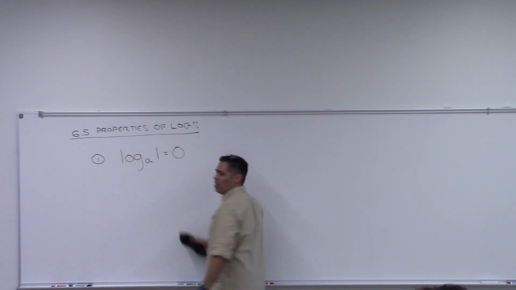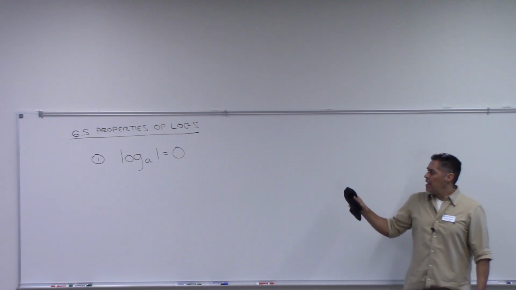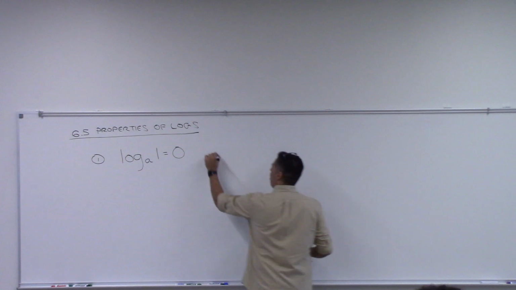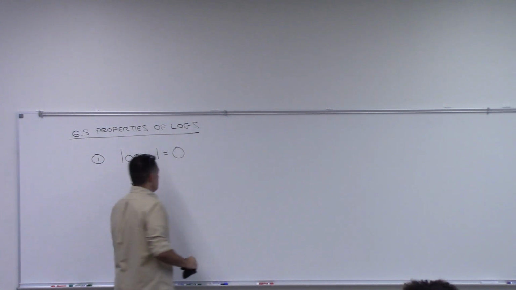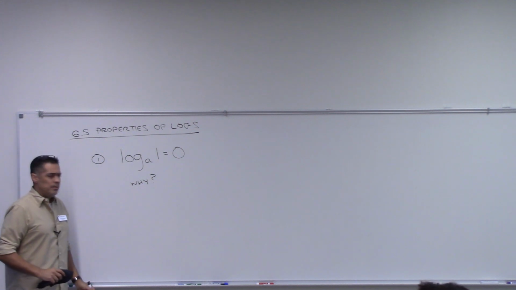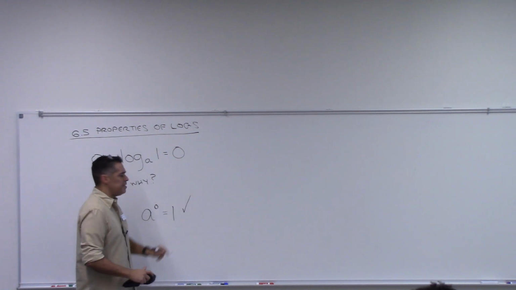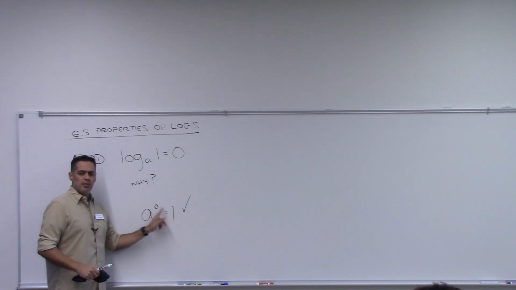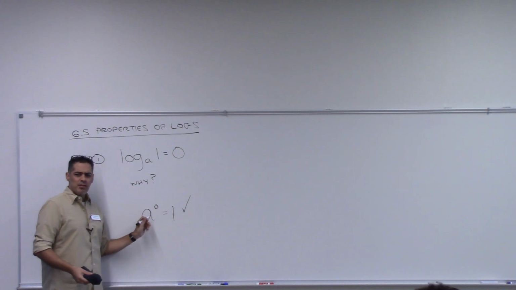We actually did talk about that last class. We did mention this. And my question is, why? Why is this true? Well, do the loop. What does the loop say? A raised to the 0 should be 1, right? And that's true, isn't it? Any number raised to the 0 is 1. Have you ever wondered why that's true? Why any number raised to the 0 is 1?